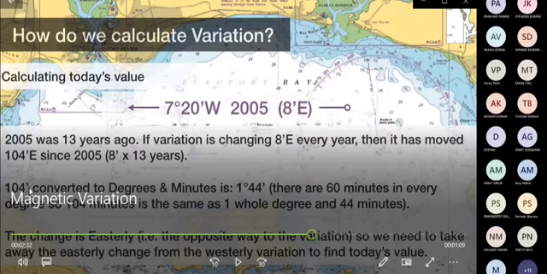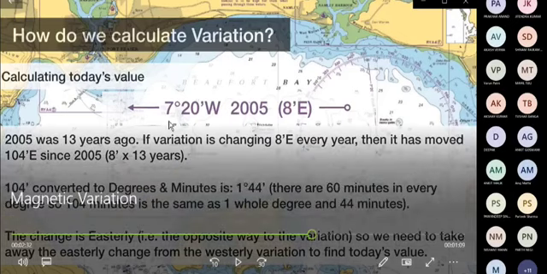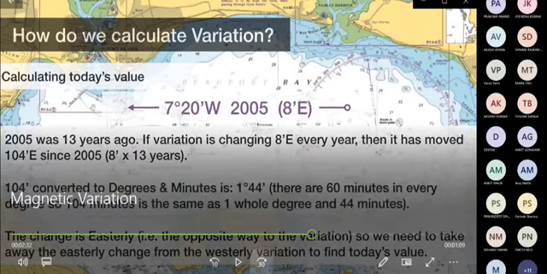अब अगर इसे डिग्री में कन्वर्ट करें तो ये बनता है 1 डिग्री 44 मिनट. तो वेरिएशन 1 डिग्री 44 मिनट ईस्ट इतना चेंज आएगा. अब हमारी शुरू की जो वेरिएशन थी वो वेस्ट थी, जो चेंज आ रहा है वो ईस्टर्ली है. इसका मतलब ये सब्ट्रैक्ट होगा. सो 7°20' वेस्ट में से 1 डिग्री 44 मिनट हम लोग सब्ट्रैक्ट कर देंगे और हमें 2018 की वेरिएशन मिल जाएगी.